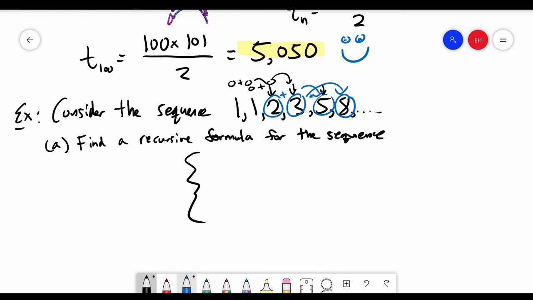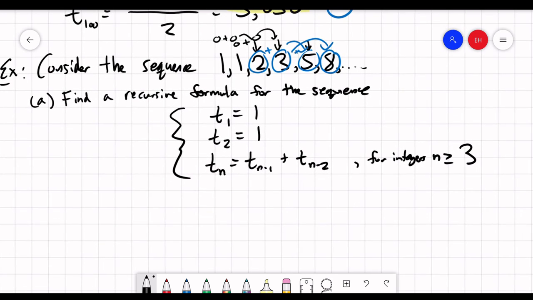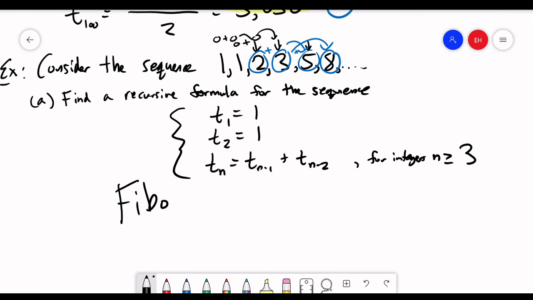Okay, so we're going to write the recursive formula. In this case, since the pattern starts on the 3rd term, I'm going to give the first 2 terms, t1 equals 1 and t2 equals 1. And then for tn, it's equal to the previous term plus the previous term. So how do we write that? Tn minus 1 is the previous term, plus Tn minus 2 is the term 2 steps back from where I am. And that's the recursive formula, and this one's called the Fibonacci sequence, after this Italian mathematician.